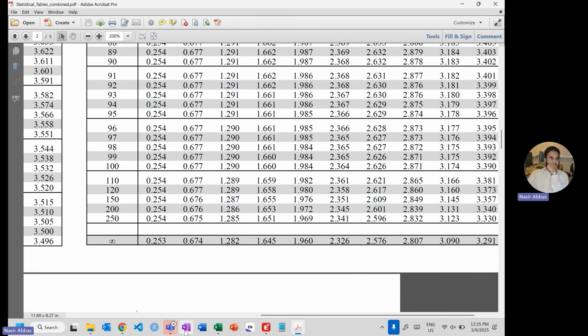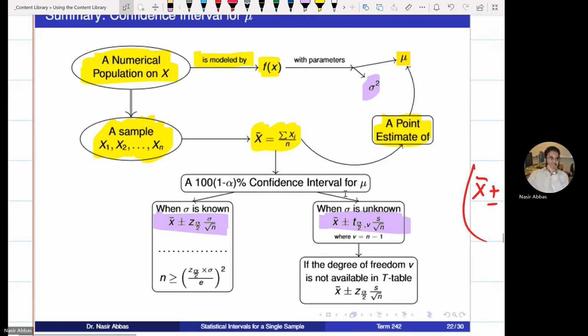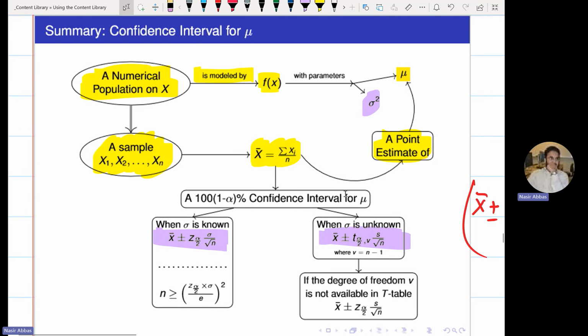And this is where we summarize this whole concept here. Now, this is the whole summary of 80% of the chapter. You have an unknown population on a random variable x with the density function f of x with unknown parameter mu. You want to estimate this unknown parameter mu, so you take a sample. From the sample, you compute the sample mean. Now, you don't stop at this sample mean. You don't stop at chapter 6. Point estimate is not enough. You go one step further. From this point estimate, you try to compute the interval estimate. You try to compute a (1 minus alpha) times 100% confidence interval for mu.